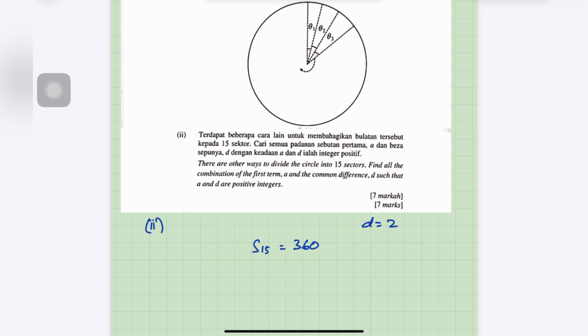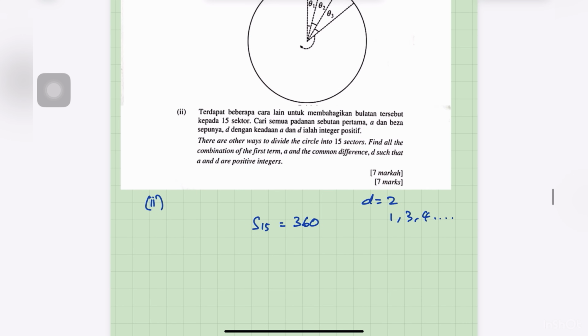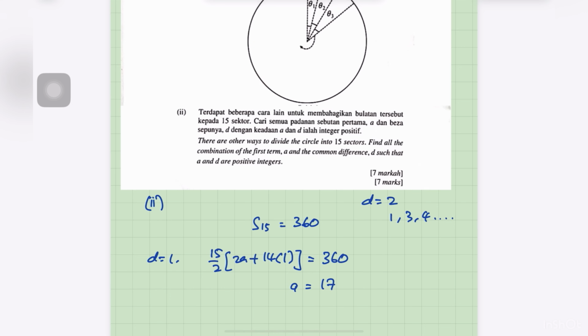Maybe others have other methods, but I thought of just listing. So we take other values: 1, 3, 4 and so on, and substitute into S15. Let's say d equals 1. So S15 is 15 over 2 (2a plus 14 times 1) equals 360. We calculate, and we will get a equals 17.